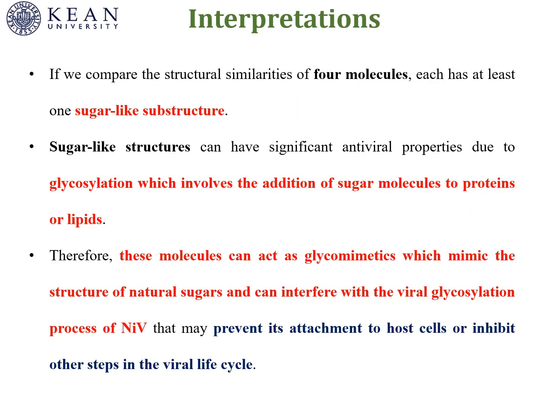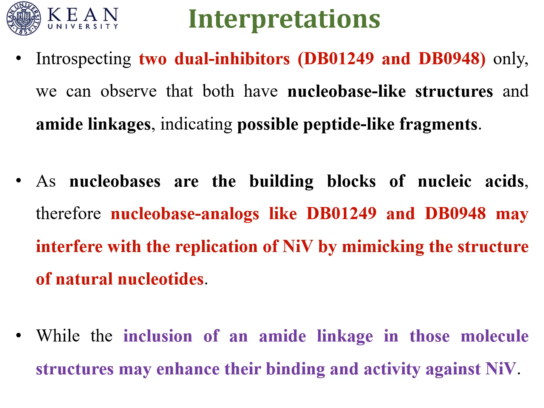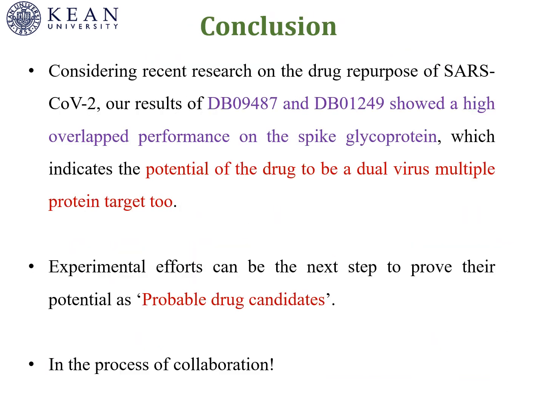Considering the interpretations, we understand that four molecules have a sugar-like structure with glycomimetic properties to interfere with the glycosylation process of the Nipah virus to kill those viruses. On the other hand, the dual targets have a nucleobase-like structure and amide linkage which can mimic the structure of the natural nucleoside to interfere with the replication process of the Nipah virus, and the inclusion of the amide linkage in those molecular structures may enhance their binding and activity against the Nipah virus.